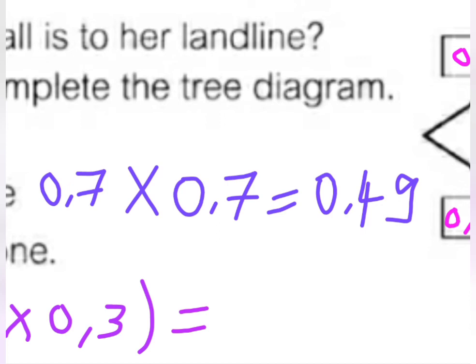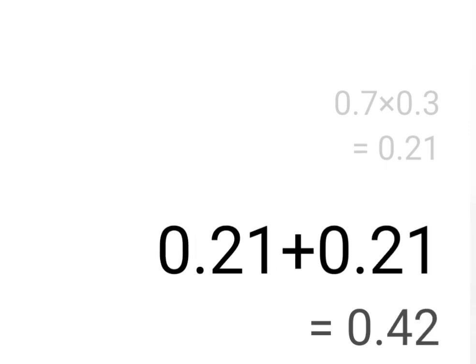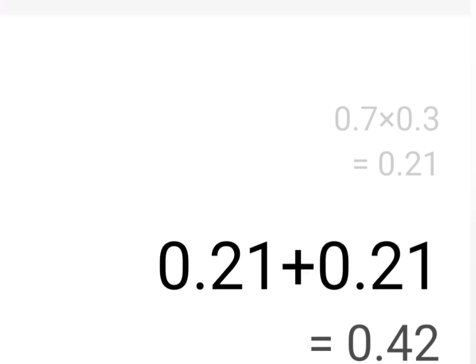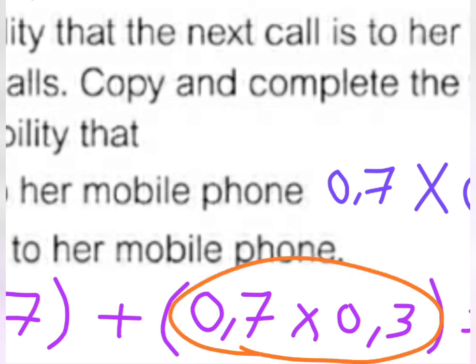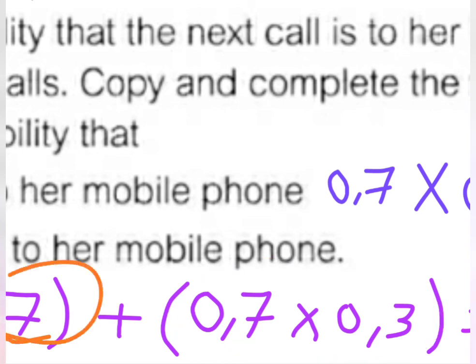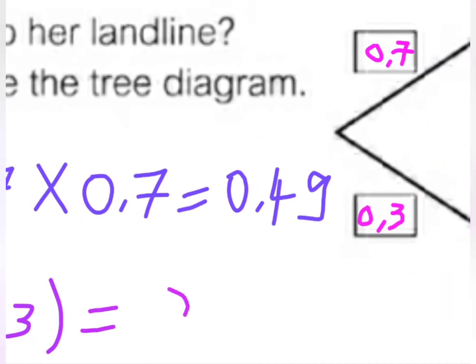Let's use the calculator and then come back. So 0.7 multiplied by 0.3, and the answer is 0.21. Now 0.21, we add it to 0.21, it's going to be 0.42. Now let's go back. So this one is 0.21, and the other one is 0.21. So we take 0.21 plus 0.21, it's going to be 0.42. Very good.